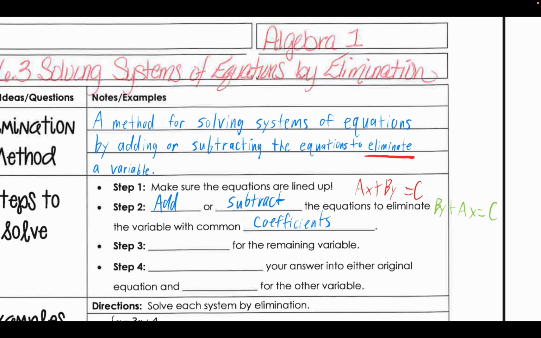Step 3 is to solve for the remaining variable. Step 4 is to substitute. Yes, we are doing some substitution in this method as well. Substitute your answer into either original equation and solve for the other variable. Step 4 is actually identical to step 4 for substitution. The only differences between these methods are the first 3 steps. It's how you get your first variable, and then how you find your second variable is the same for both substitution and elimination, both of our algebraic methods.